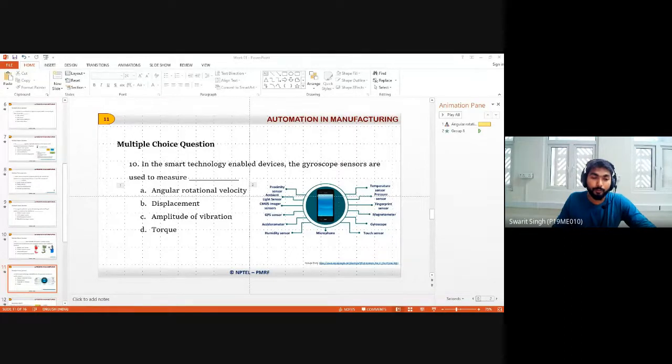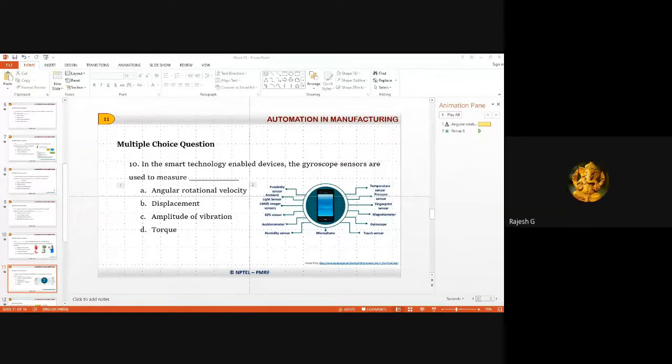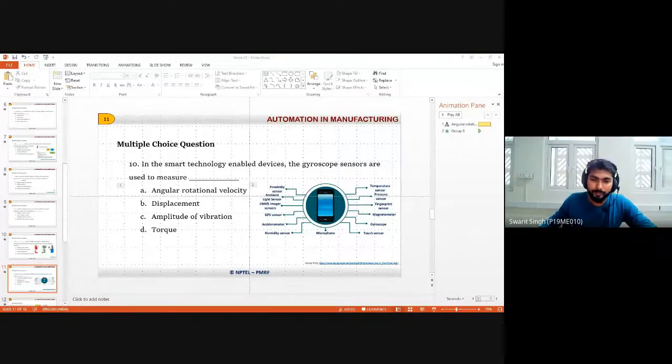Yes or no? Sir, did you change any screen? Yeah, I've changed my screen. Again, it is not visible.